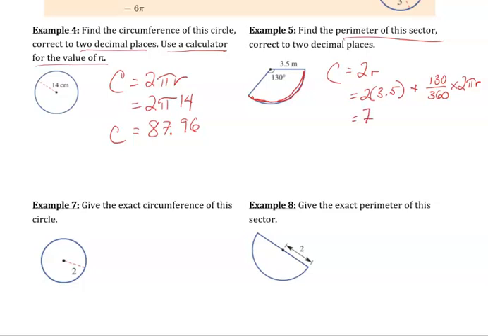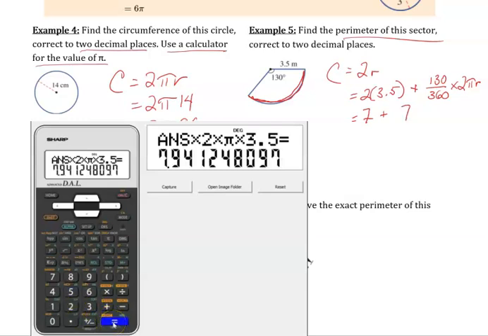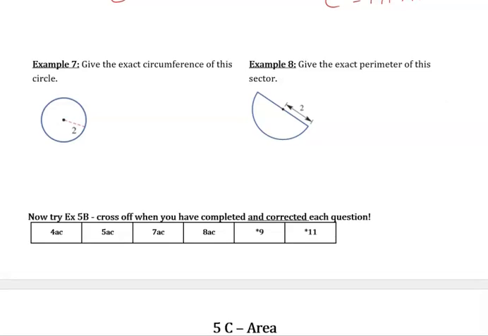So here I've got 7 plus 130. I'm just going to use my calculator and put 130 over 360 times 2 times, I'm presuming we're going to use the pi button, times 3.5. And that gets us 7.941. So correct to 2 decimal places, I can round now. I'm going to take that off because it's less than 5, to 14.94 meters is our circumference.